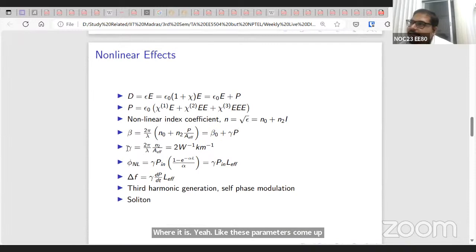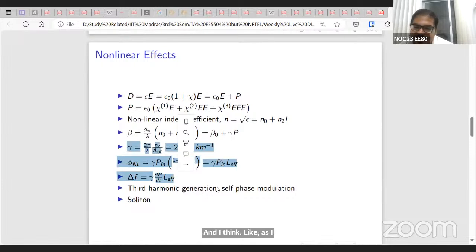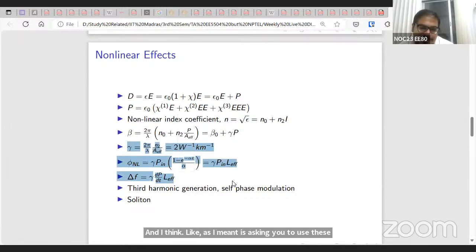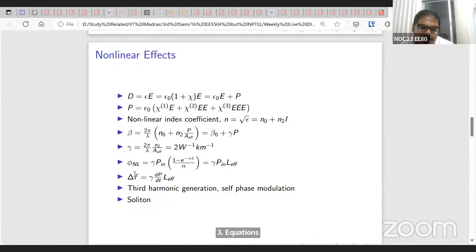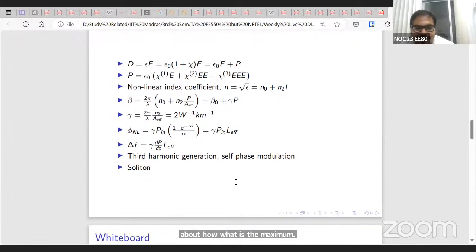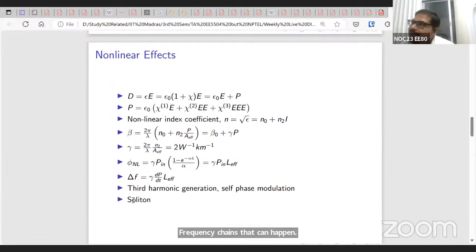and I think the assignment is asking you to use these three equations in one question. You're supposed to find the maximum rate of change of power, and from there you're supposed to comment about what is the maximum frequency change that can happen. And after a brief discussion, briefly touching on soliton, how dispersion and nonlinear effects can interact, that is where this week's content ended.